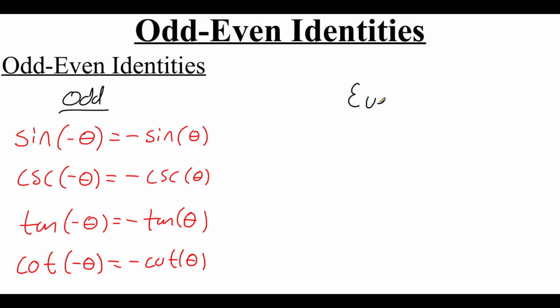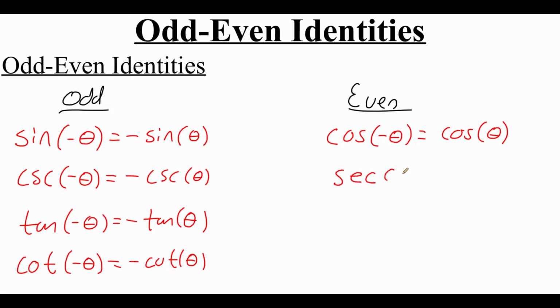As far as our even functions, we talked about the cosine as being even. If we look at the cosine of negative theta, because cosine is even, the negative on the theta really isn't important at all. We're going to get the same exact answer as if we just did the cosine of theta. And because cosine is even, its reciprocal is also even. So the secant of negative theta is going to be equal to just the secant of theta. Just like we did with the cosine, we can ignore that negative on that theta angle.